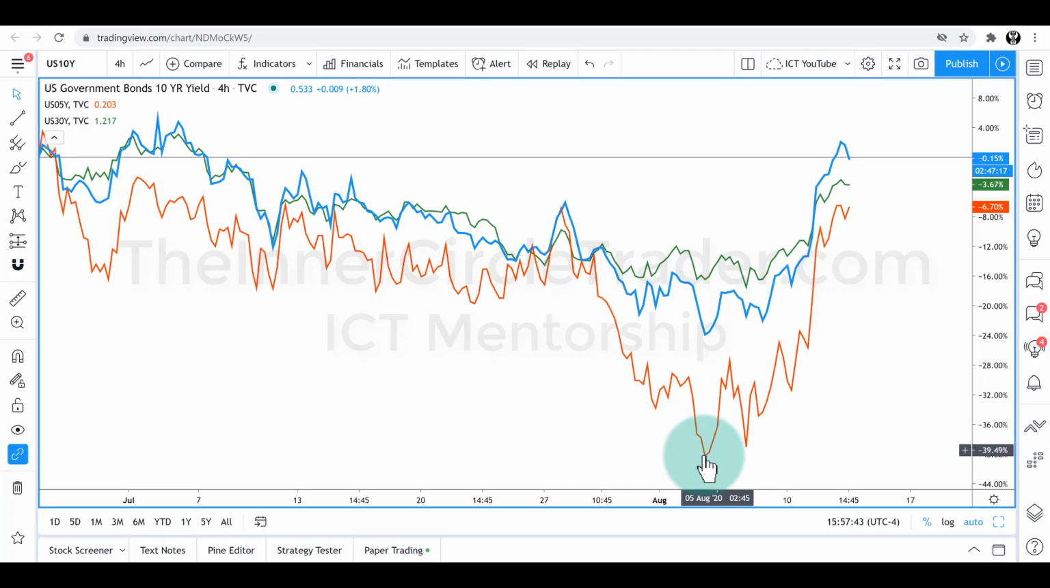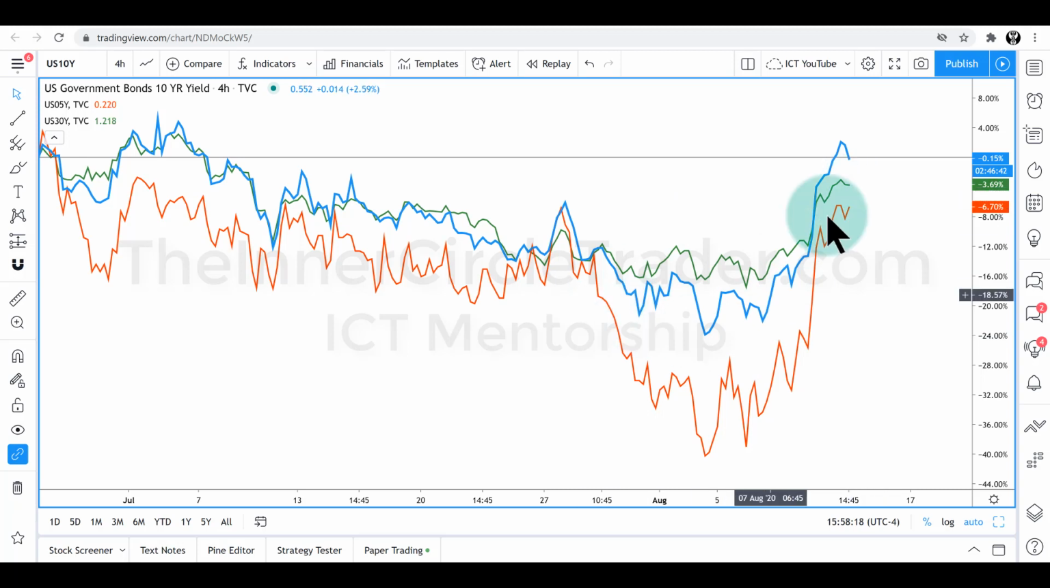Now notice the lows on the 5-year. The 5-year has a higher low here on the 6th, and so does the 10-year. But the 30-year, right in here, notice what's going on here? It went lower than this and this. This is an interest rate triad divergence. This means that there's an underlying shift in the interest rate market.